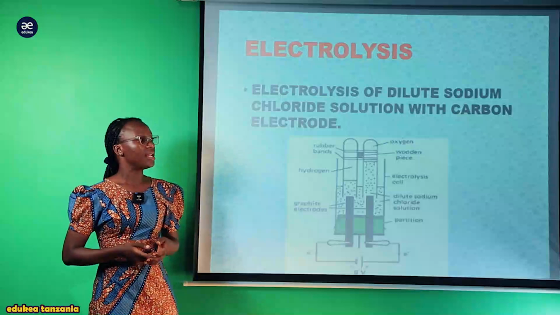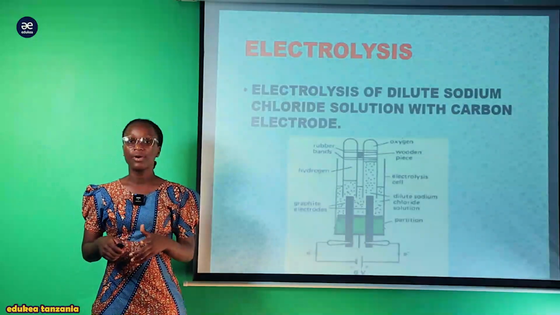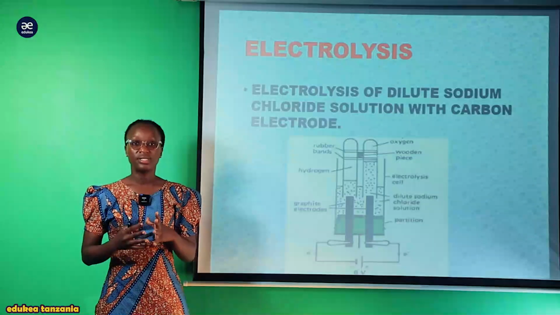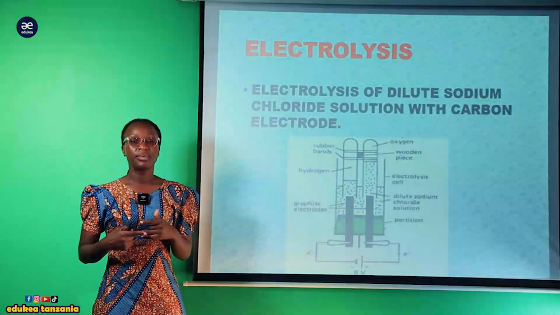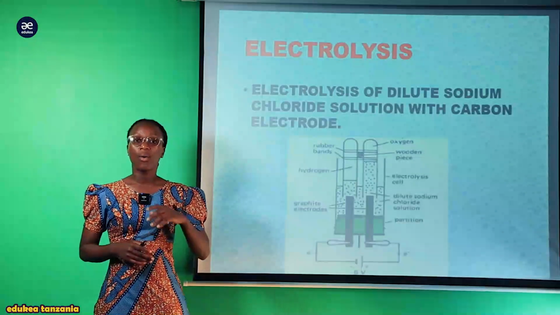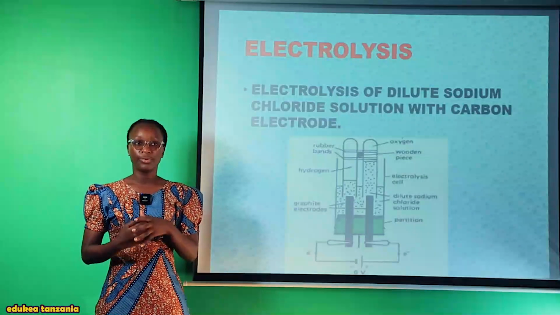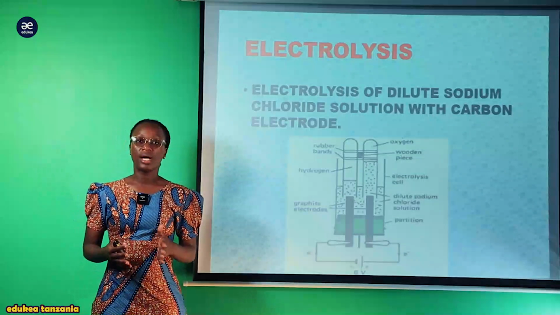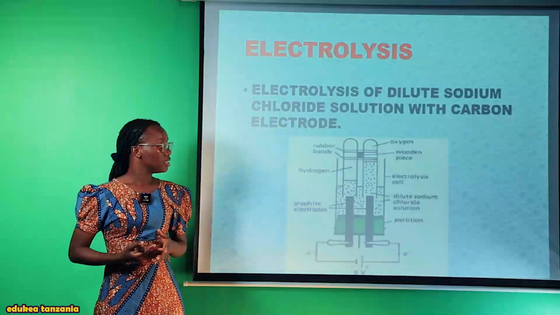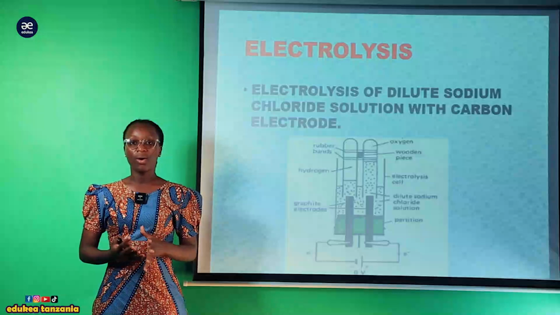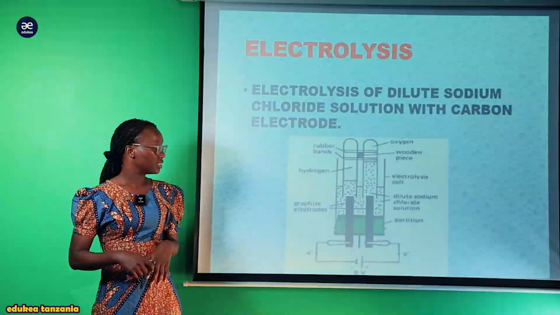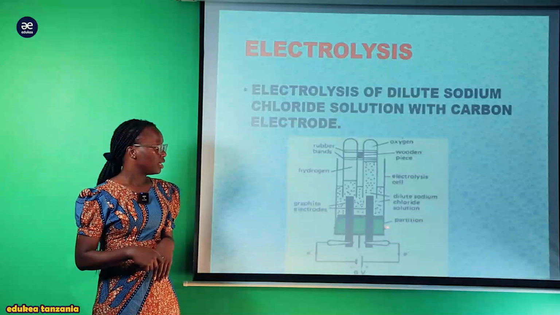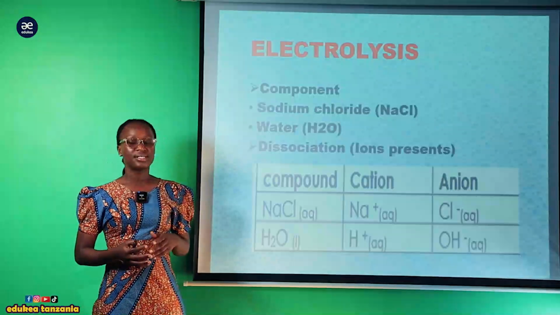Now, let us start with the electrolysis of sodium chloride solution with the carbon electrode. This is the electrolytic cell, the apparatus used to support the electrolysis process. Our electrolyte is dilute sodium chloride solution, which allows the current to pass through it. These are the graphite electrodes, the cathode and the anode. This is our external power source, a battery, which supplies direct electric current. This is the dilute sodium chloride solution, and this is the partition.